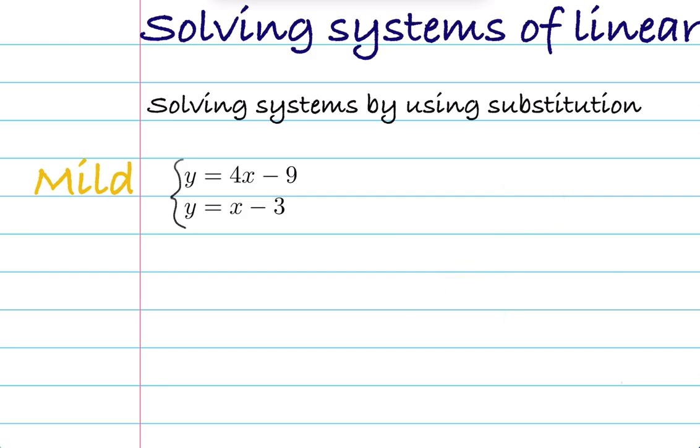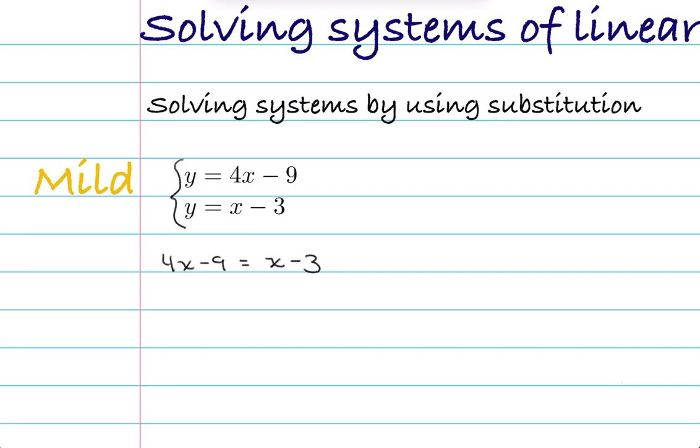Okay, so for the substitution method, what you're doing is you are replacing one letter with the equation, essentially. All right, for instance, both of these equations equal y. So you could replace this y with this equation because they both equal the same thing, right? They both equal y. So that's exactly what we're going to do here. We are going to set 4x minus 9, because that's our y value, equal to x minus 3.